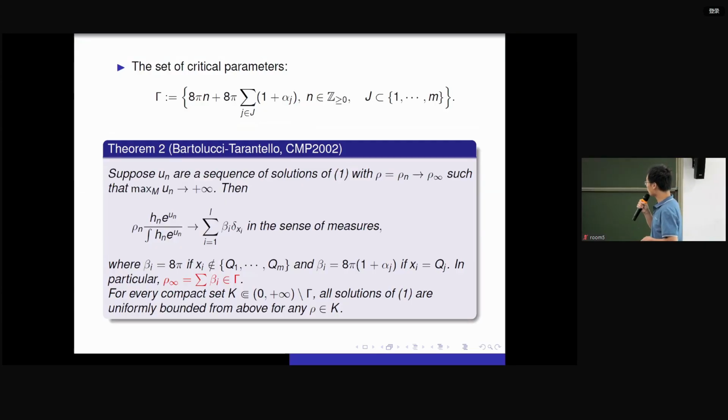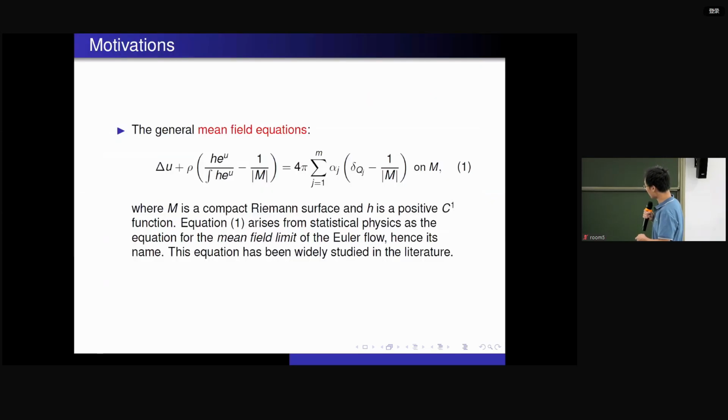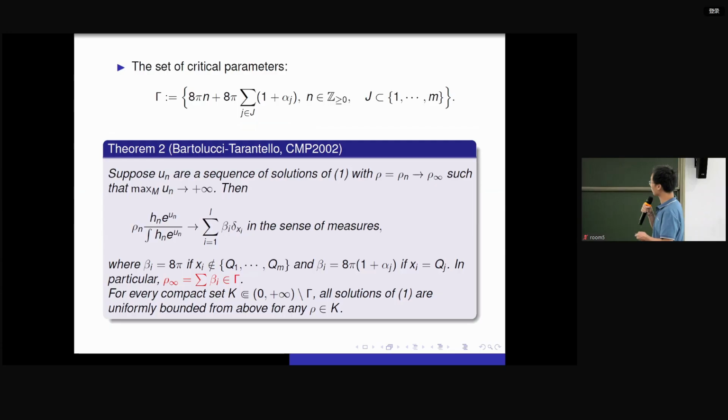To see whether this equation has a solution or not, we want to know when the solution will blow up. Suppose there is a set called critical parameters. The alpha j are fixed, and here is a parameter rho. You want to know for what rho this equation has a priori estimates. Here is the set of critical parameters defined in this way.